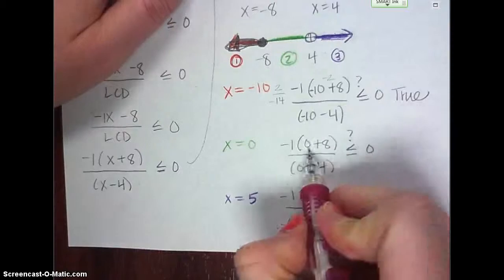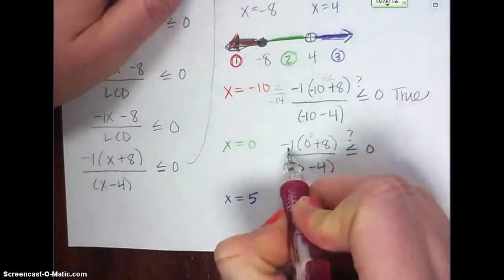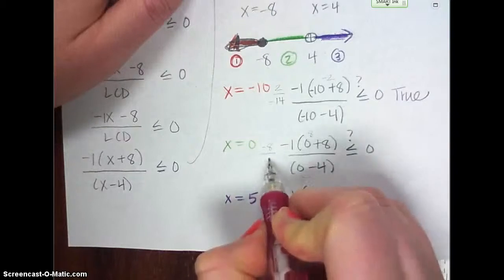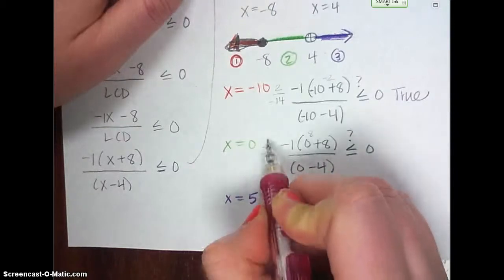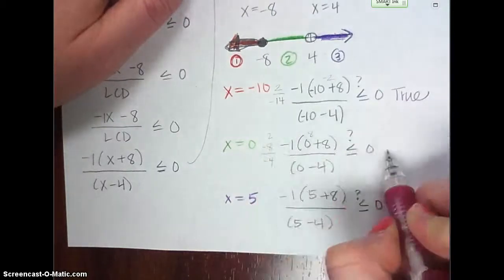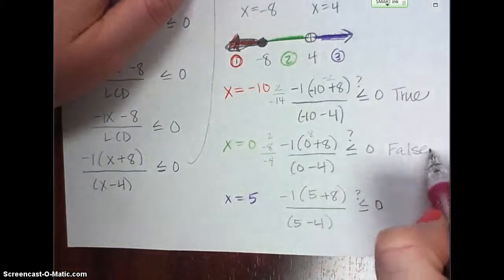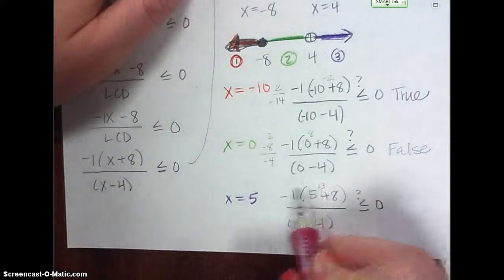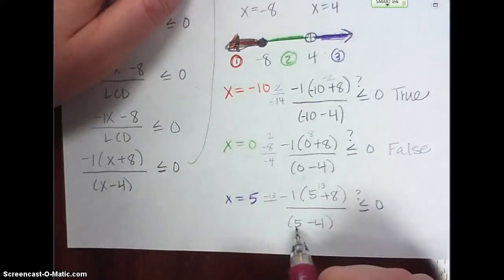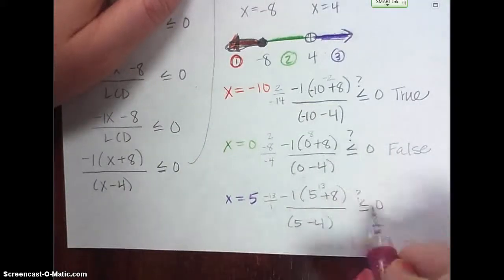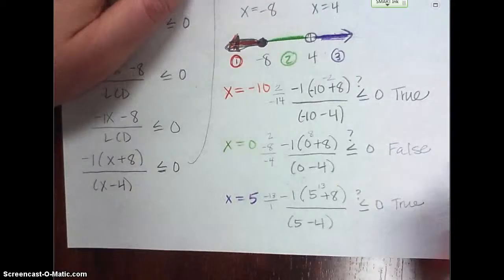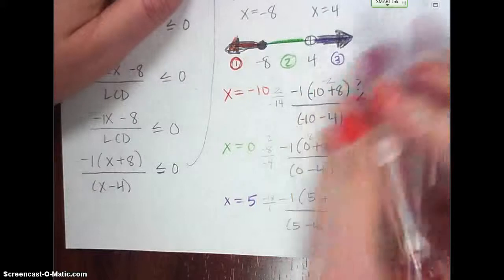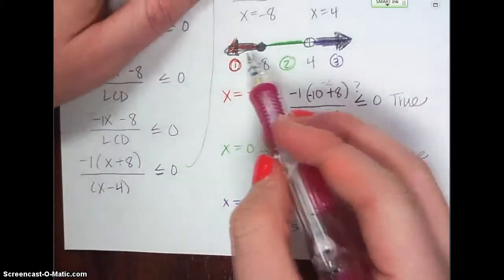So then the second one, 0 plus 8 is 8. 8 times -1 is -8 over 0 minus 4 is -4. That reduces to a +2, which is not less than 0, so we say false. Then this last one, -1 times, this would be 13. So -13 over 5 minus 4 is 1. -13 is less than 0, so that is true. So that means I can also shade this interval. So we have 2 intervals that are shaded, and that's going to be my answer.